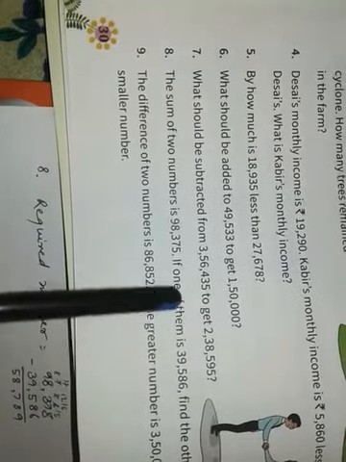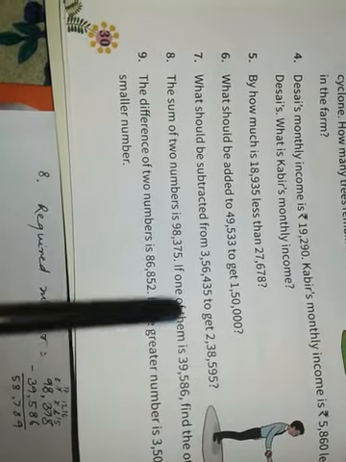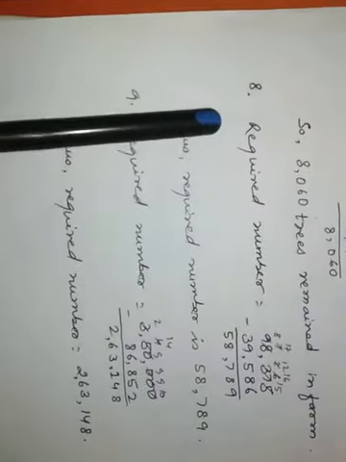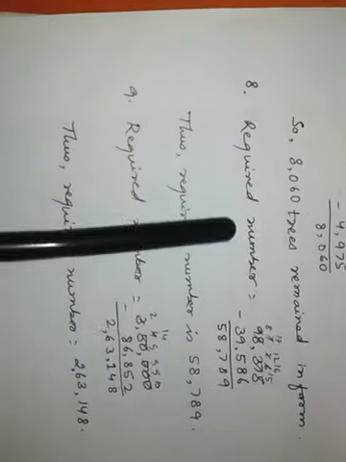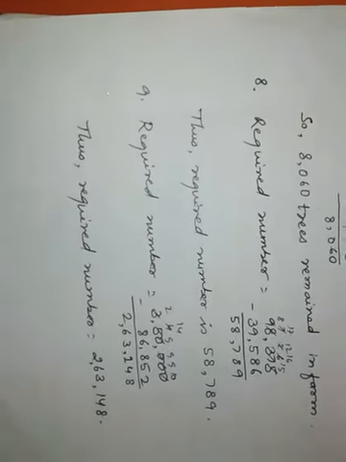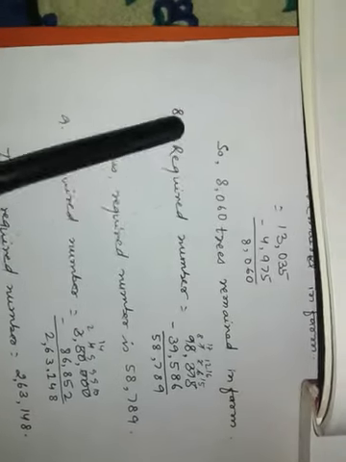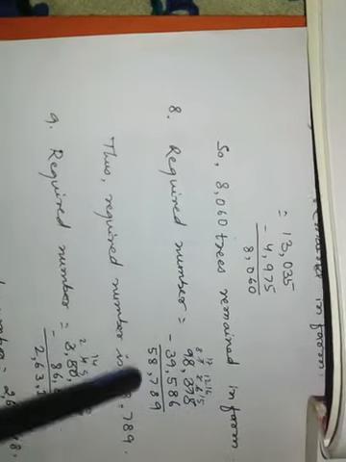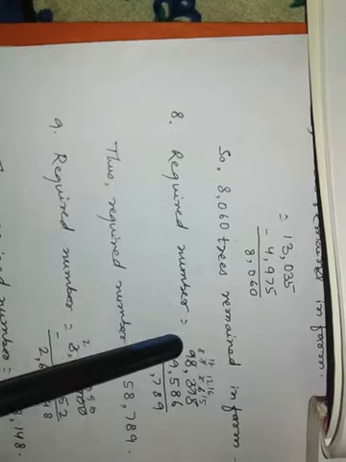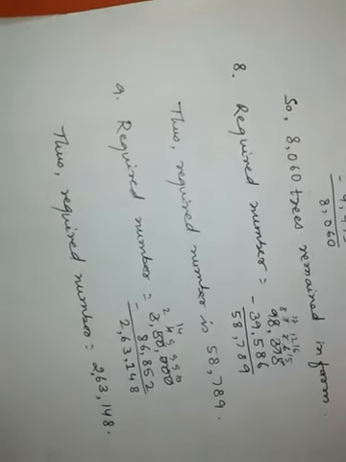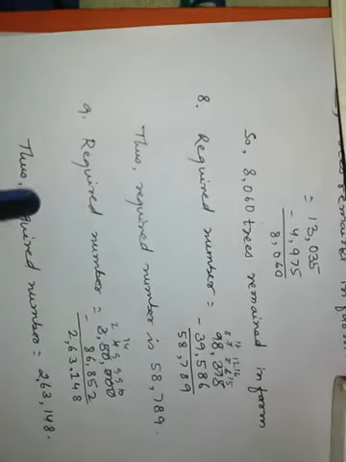So what we do here is subtract this 39,586 from 98,375. So here we go. Required number: we directly write it, because there is no word to write any sentence here. This is a direct word problem. So for the required number, we subtract directly 39,586 from 98,375.